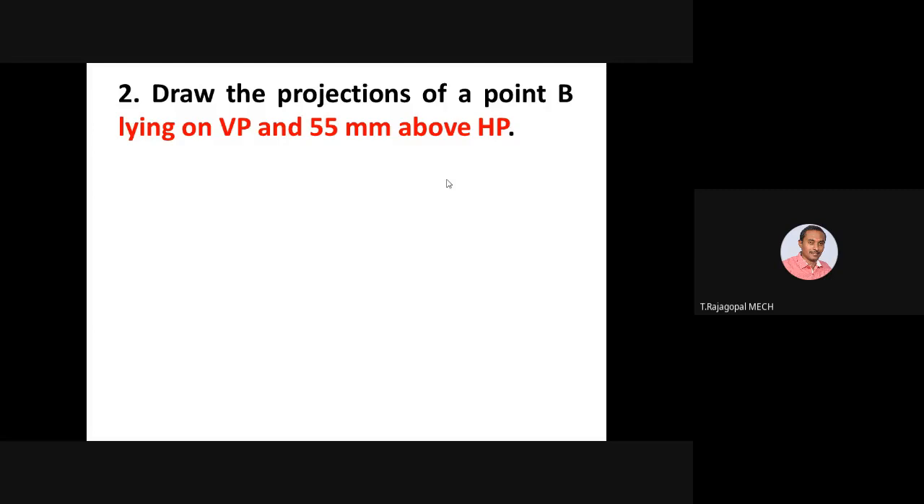Which quadrant is it supposed to be? Already they told us it is 55 mm above HP. Okay, it is 55 mm above HP, maybe first or second quadrant. So it is lying on VP. Now you can check it. This is how the first quadrant is going to be.